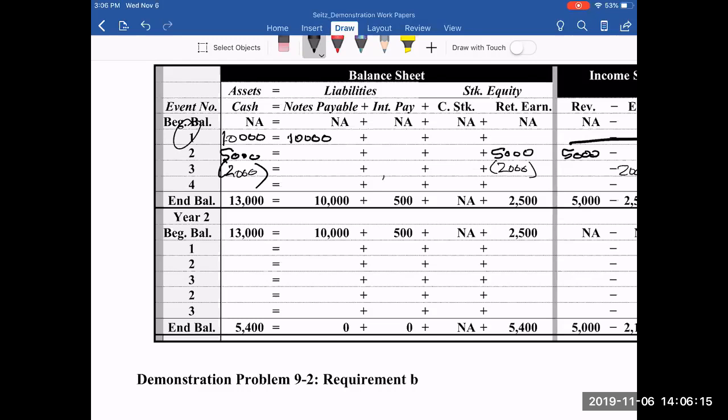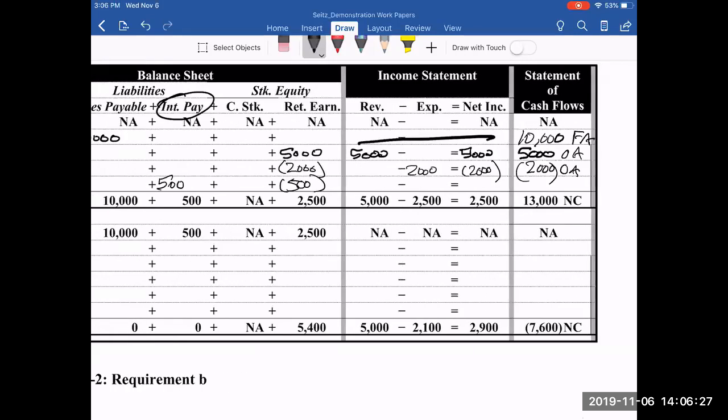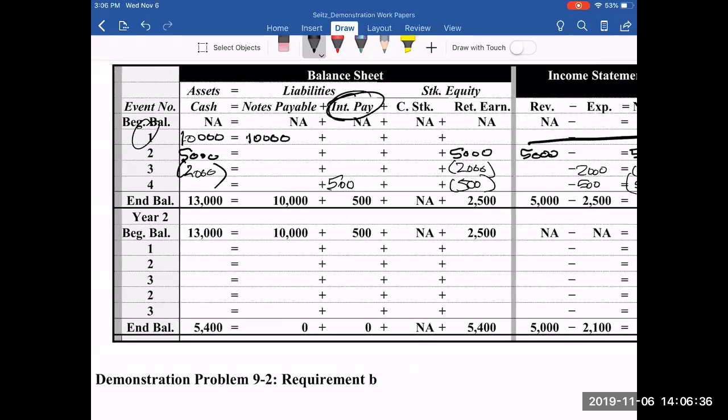But we didn't actually pay it then. So that's why you see an interest payable going on here. $500 interest payable. And then we also would record an interest expense. So our net income would decrease, but we are not showing that there's any cash going out because this is an interest payable.